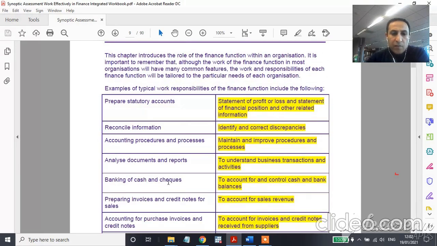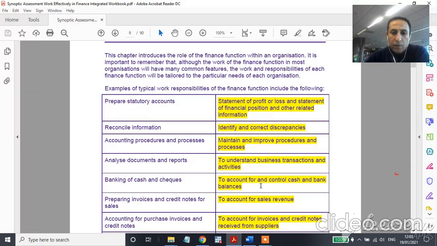Then looking at banking, for example, cash and checks. It is important to understand how much cash is available in hand, and how much cash is available in the bank balance. It is necessary to ensure you have a sufficient cash level to be able to meet your payables.